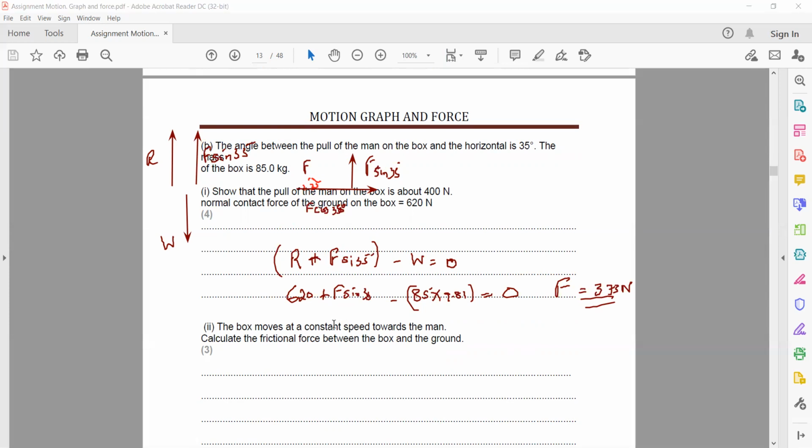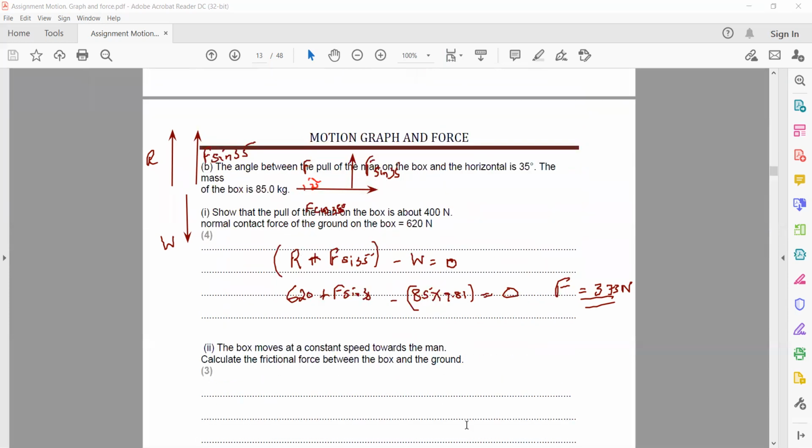The next part: the box moves at a constant speed towards the man. Calculate the friction force between the box and the ground. So we have to calculate the frictional force, the force which is opposing the motion between the box and the ground. So same figure we will use.